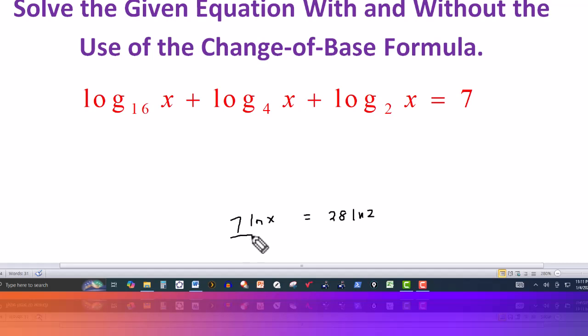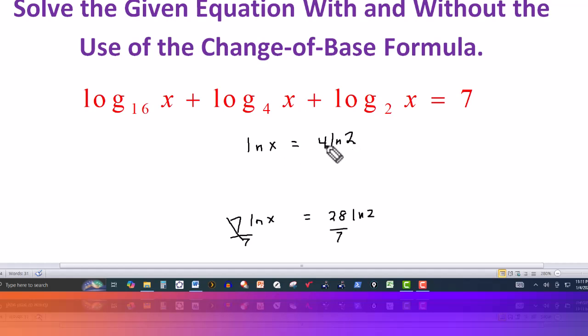We can divide by 7 here to simplify. Divide by 7 here. This cancels out. So I'm going to get ln of x equal to 28 divided by 7, which is going to be 4. It's 4 ln of 2.